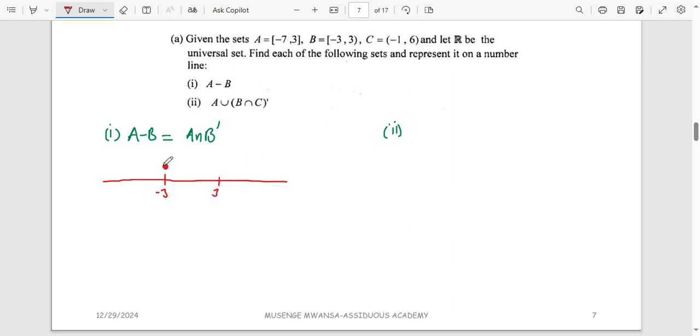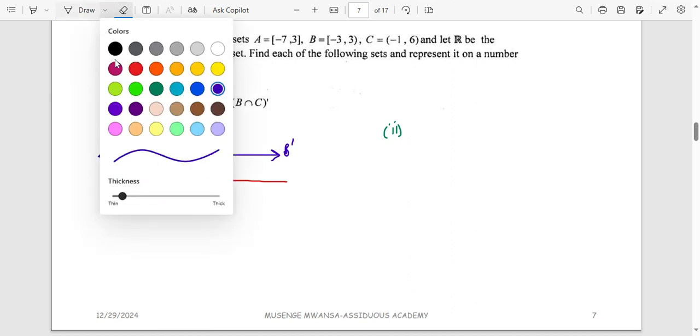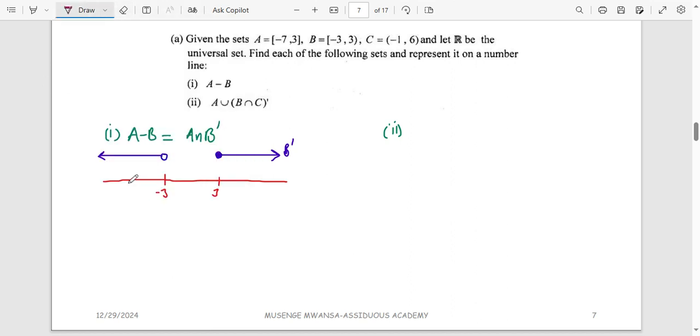Negative 3 is part of B, so we'll shade there. 3 is not part, so we'll open here. But remember, I'm interested in B complement. So where it is not shaded, I'm going to shade. Where it is shaded, I will not shade. And then write an arrow going in this direction and an arrow going in this direction. Why am I putting arrows? Because the universal set is the set of real numbers. It's not restricted. So this is B complement. I can now remove this set. And then we want where this B complement is intersecting with A. A is from negative 7 up to 3. Negative 7 is somewhere here up to 3. Negative 7 is part of the set, so I'm going to shade. And 3 is also part of the set. So we want where these two sets are intersecting.